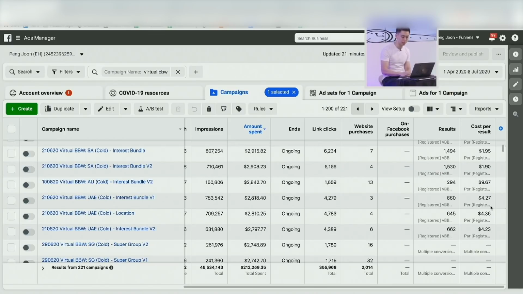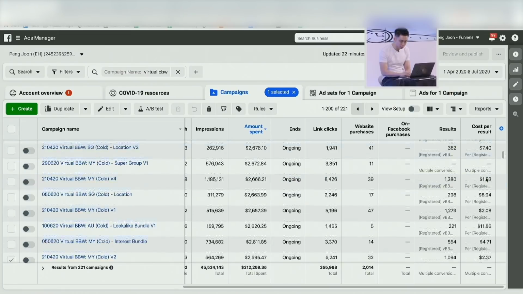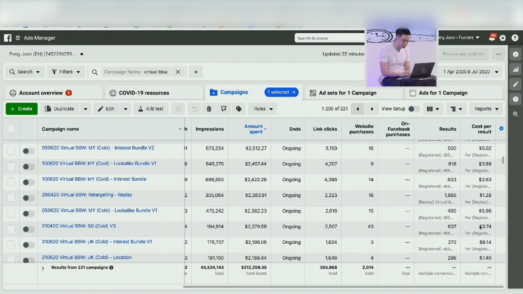Understand that what's happening is based on the targeting, based on the interest that's inside the campaign, each campaign would have a different cost per result. So for example, in Dubai, UAE, it's $4. So this is a global, worldwide audience. Some of them could be higher, $5, $9, $11, and you'll realize that some of them are much lower.